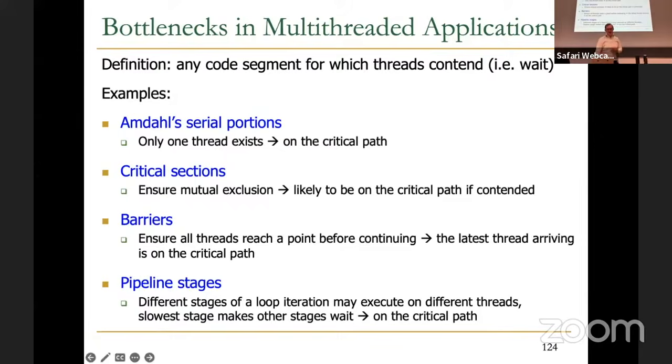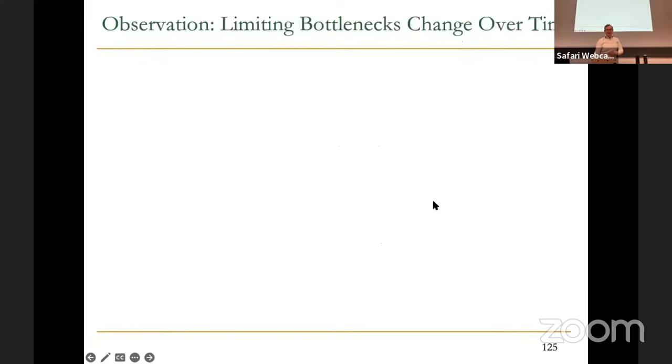Okay, so that's critical section. Barriers, we've all seen barriers. Essentially, they ensure all threads reach a point before continuing. The latest thread arriving is on the critical path of the barrier. And once you fix that critical path, there could be another latest thread arriving. So barriers are interesting also. And finally, pipeline stages, we've seen that also. Different stages of a loop iteration may execute on different threads. And the slowest stage makes other stages wait, and that is on the critical path. So basically, we want to identify those code segments that are on the critical path in multi-threaded programs.